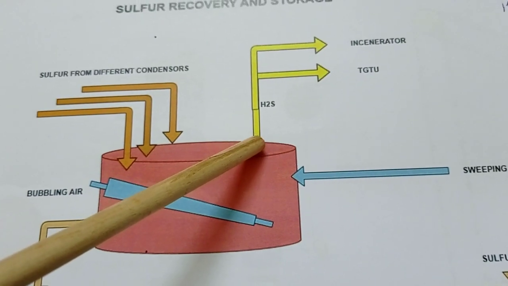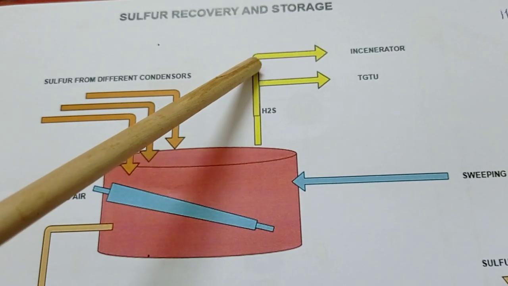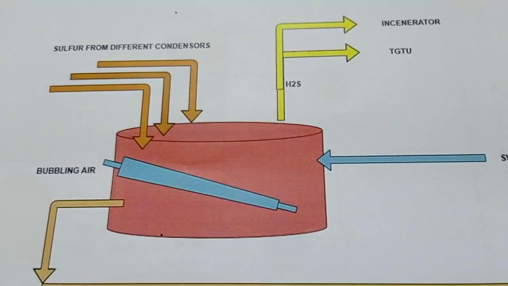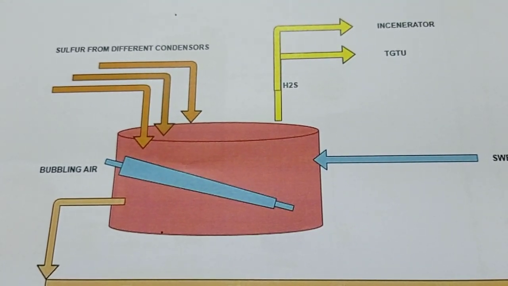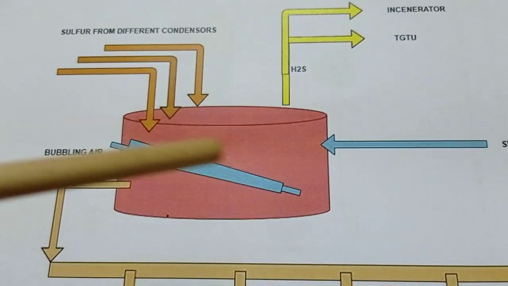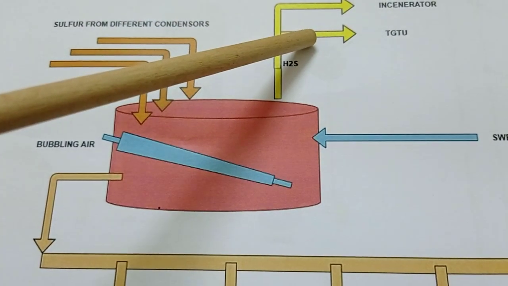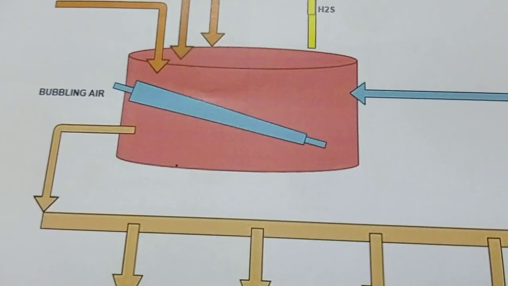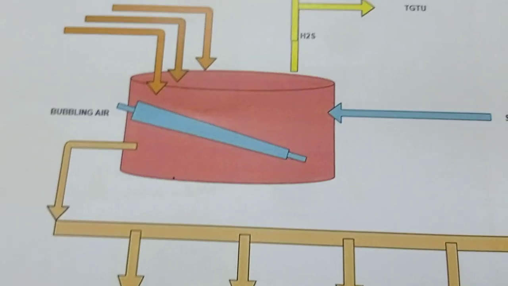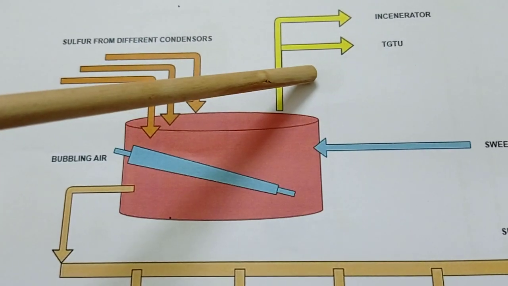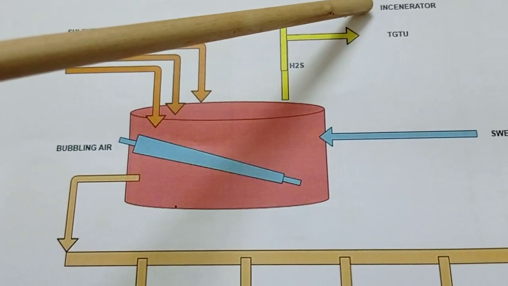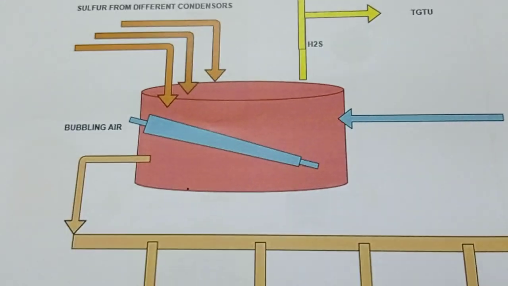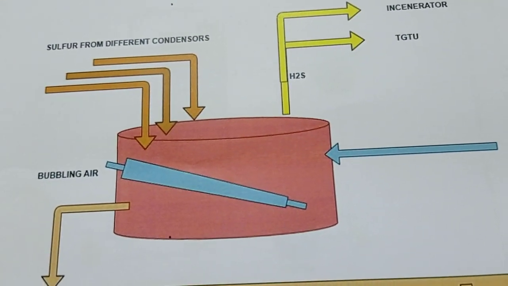Whatever gas is in the sulfur will go to the incinerator. Very little gas comes, so that is why we send it to the incinerator. Generally, normally there will be no flow to the TGTU. Why? Because from the condenser there is very little or negligible gas. That's why we send it to the incinerator to burn off. But we have given one line for the TGTU.